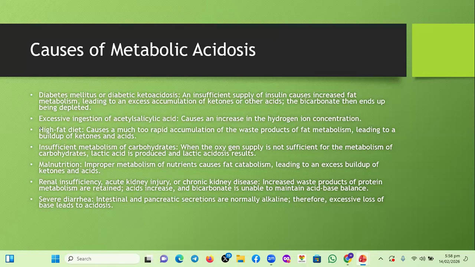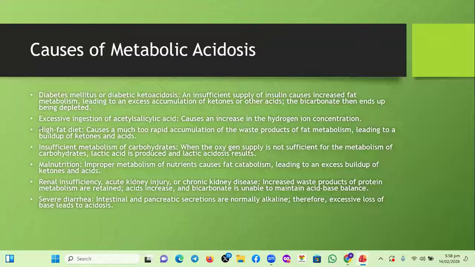When you have insufficient metabolism of carbohydrates, okay, insufficient metabolism of carbohydrates. And so when the oxygen supply is not sufficient for metabolism of carbohydrate, lactic acid or lactic acidosis will occur. And so if there is insufficient metabolism of carbohydrates, what ends up is that it leads to lactic acidosis. And when you have excess lactic acid in the system, the body becomes metabolic acidosis.